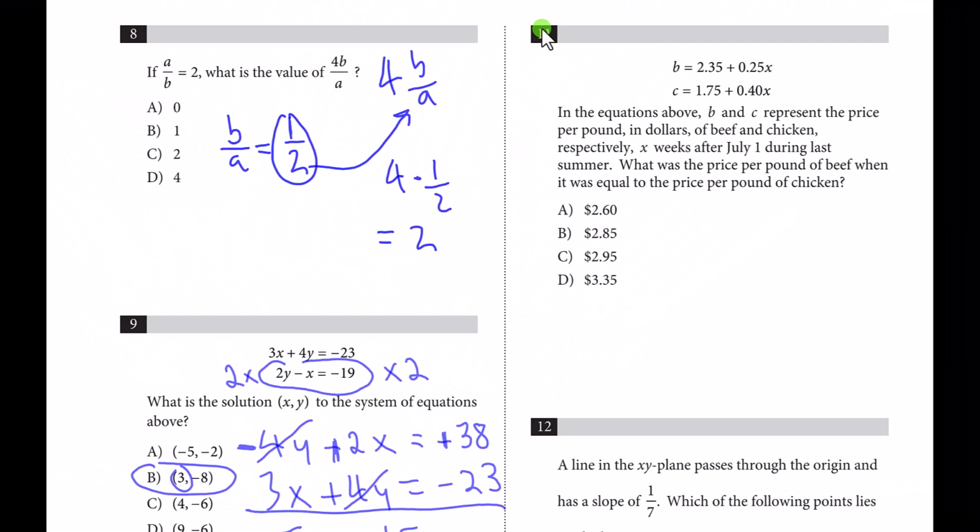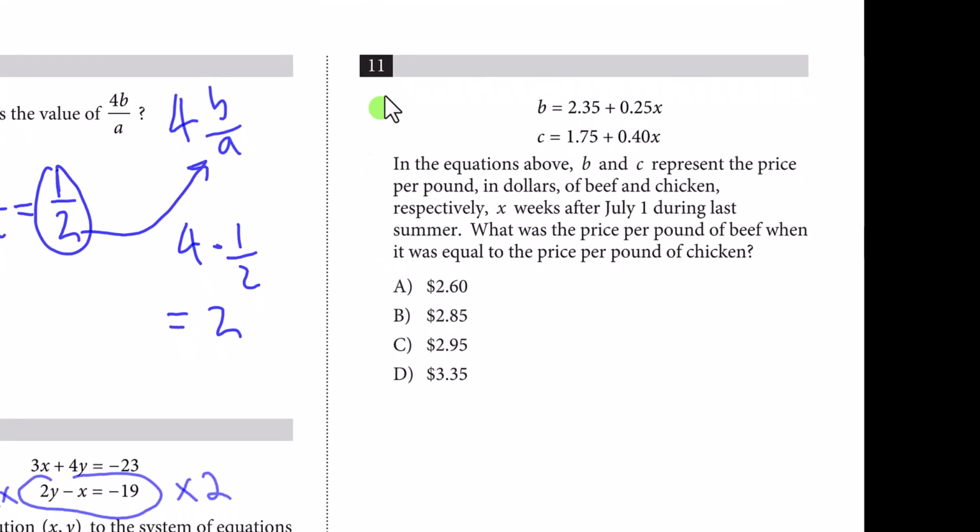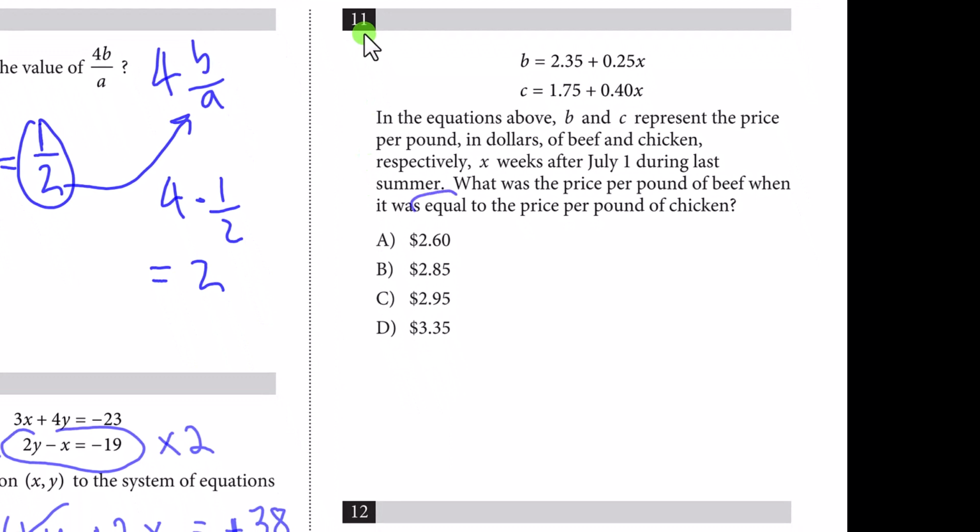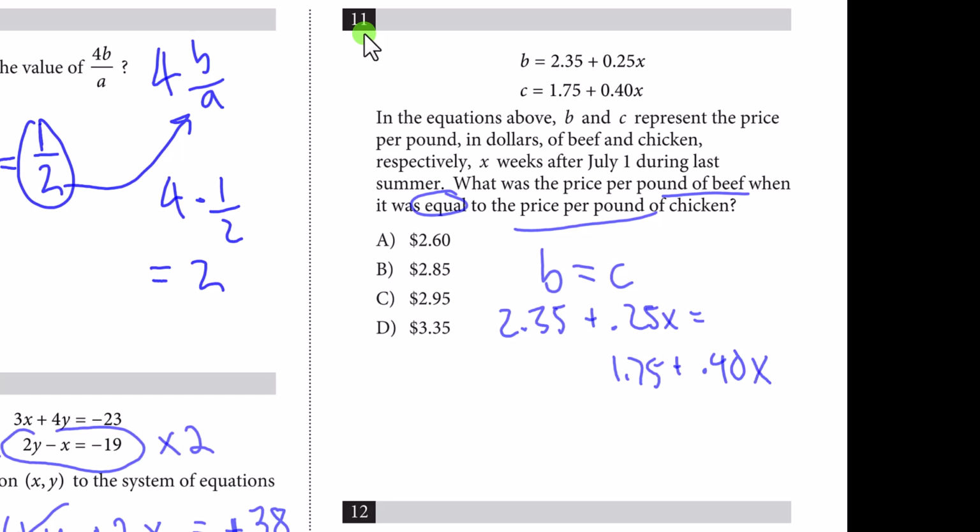Question number 11. So B and C represent the prices of beef and chicken x weeks after July 1. What is the price per pound of beef when it's equal to the price per pound of chicken? So what we have to do here is set the two prices equal to each other. Okay, so B is equal to C. So we got to figure out when that actually was. So we're going to go 2.35 plus 0.25x is equal to 1.75 plus 0.4x.